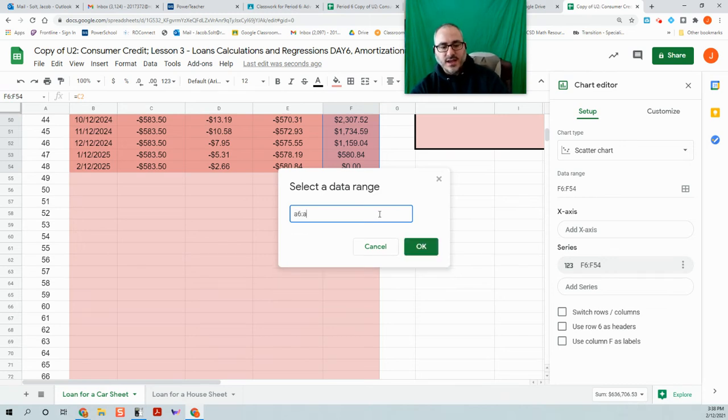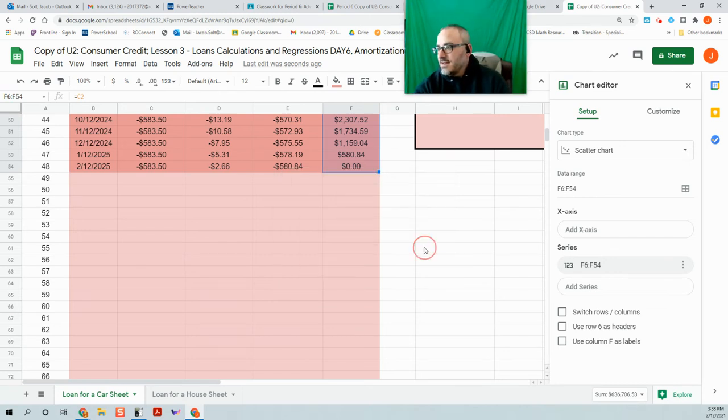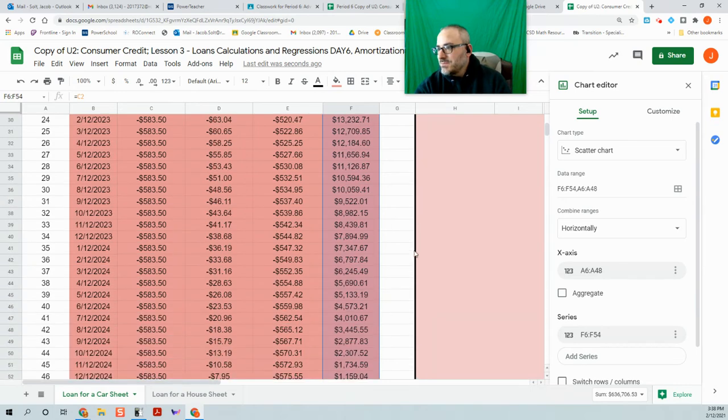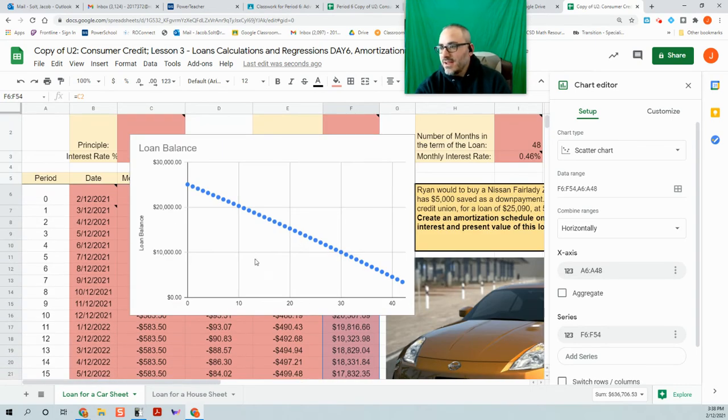A6 to A48. There. What does my chart look like now? Where's my chart go? There it is. There's my chart. All right, look at this. My loan balance over time, right? $25,090. Each one of these dots is a payment.